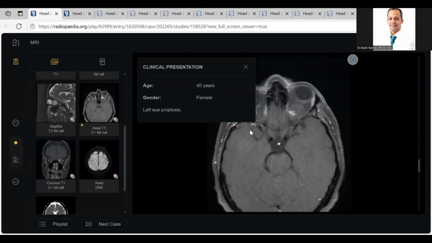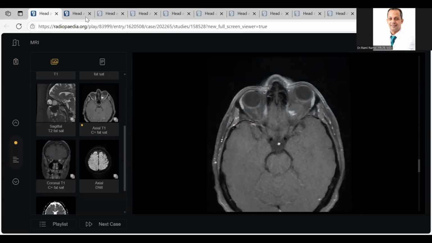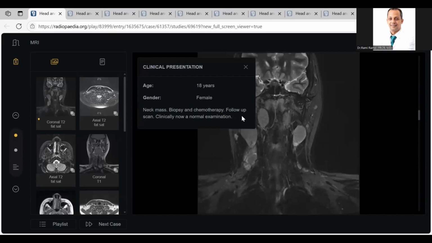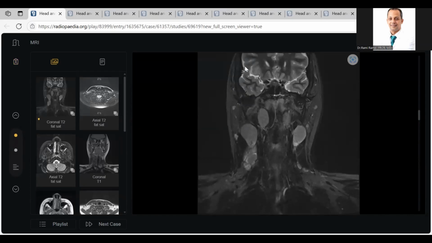40-year-old female patient with left eye proptosis. 10-year-old female patient with neck masses.